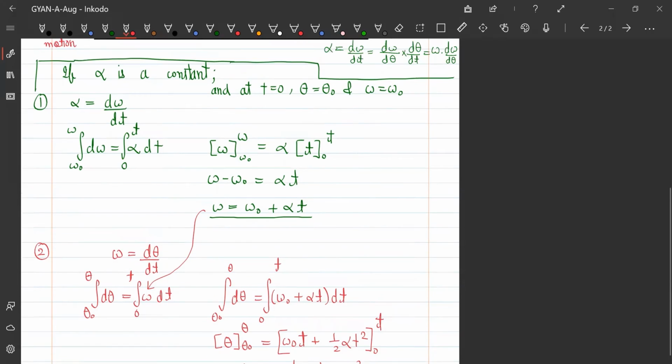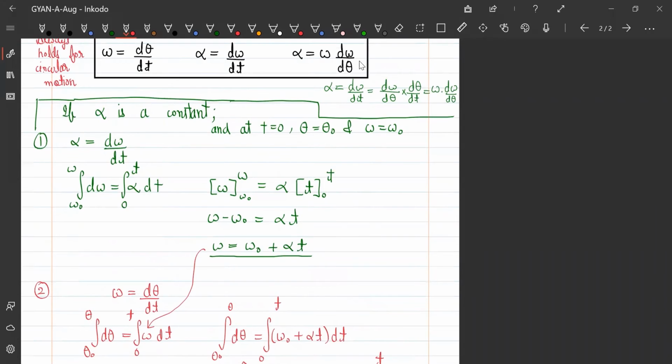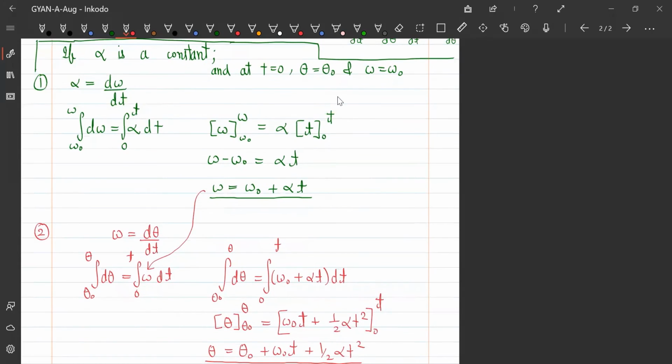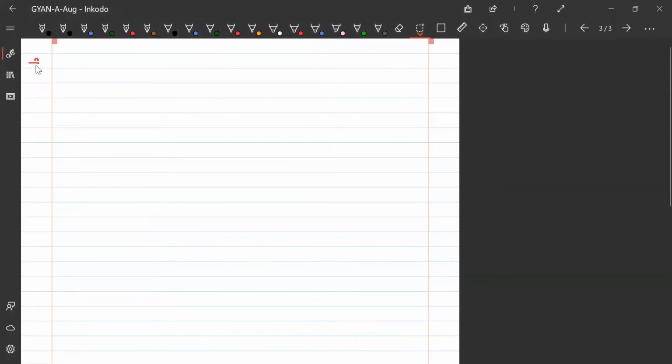Correlation already आ गया. Similarly, you can get third relation from here. Alpha is equal to omega d omega by d theta. Okay, so ये दो relations derive कर लिए. तो see ज़्यादा difference नहीं है इसमें और linear motion में equation wise ज़्यादा difference नहीं है. कभी visualize करना, that is of course a whole new thing. तो equations आगे third equation भी कर लेते हैं.